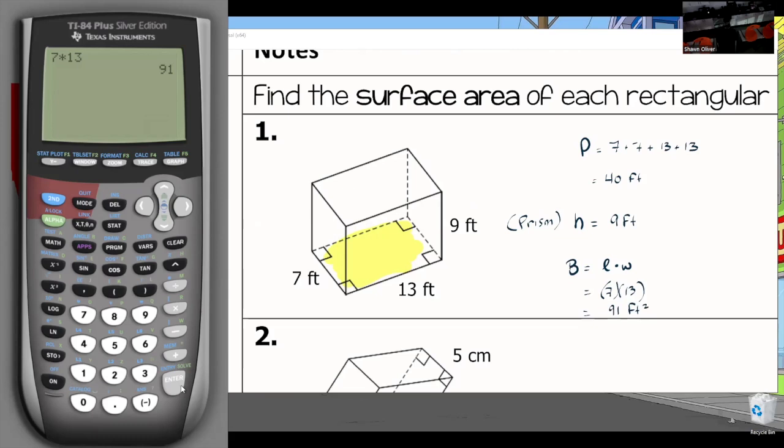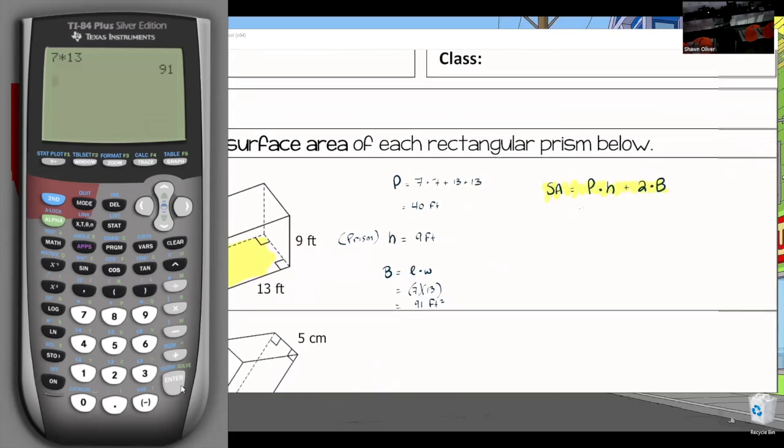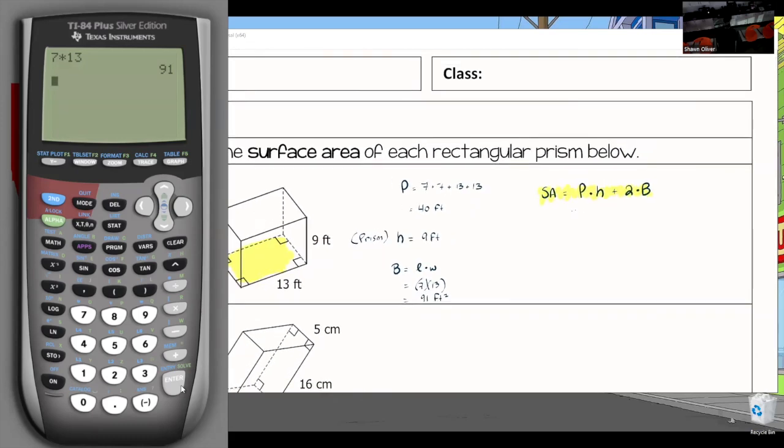Okay, so we take all that data and we're going to substitute it into surface area is perimeter times height plus 2 times the base area. So we found our perimeter is 40. So 40 times height of 9 plus 2 times 91. Now, if you're wondering yourself, why is there a 2 in front of our base area? Most of you guys can figure it out. That's because there are 2 bases. Look at you.